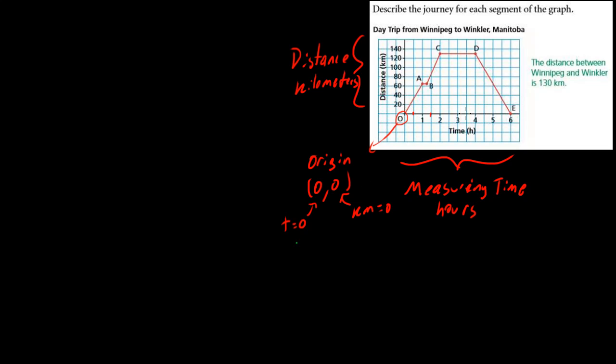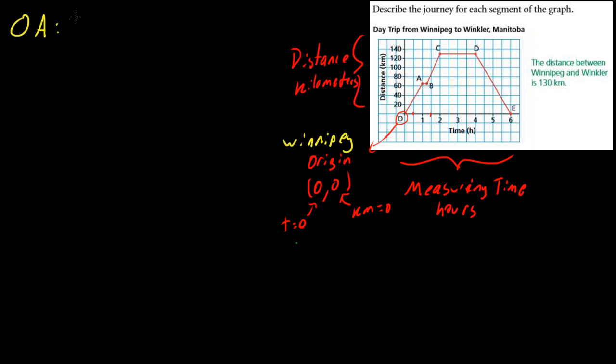And then we kind of have each section over here. So let's take a look at section O to A. You can put an arrow in between these, or a little line above it, it doesn't really matter, but we're just linking O and A together. Let's describe this. Of course time is going on, right? We would never work backwards through time. So as time goes on, it looks like we are increasing our distance away from Winnipeg, if Winnipeg is at the origin, since this is a day trip from Winnipeg to Winkler.